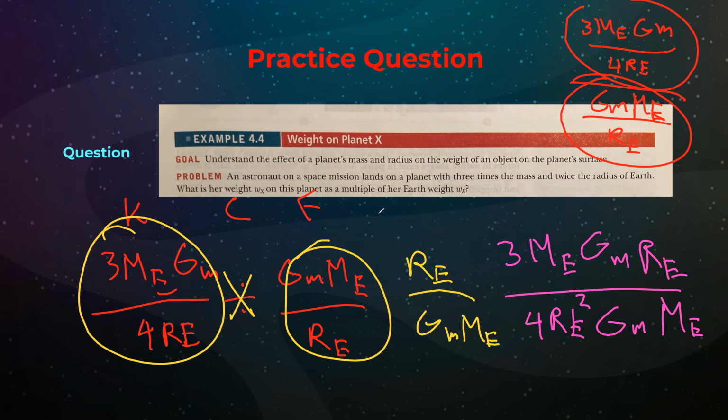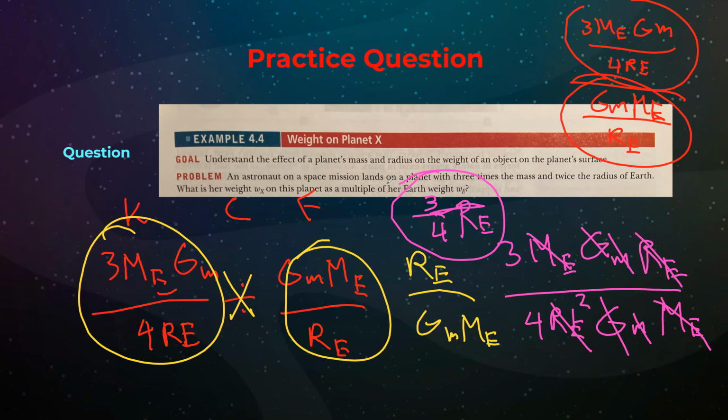So you get, divide this, you can cancel out, G cancels out, small m cancels out. RE does not get canceled out because you have a square on the bottom. So it actually is 3 over 4 RE on the bottom, 4 RE. That's your final answer. So many of you guys just said 3 over 4.